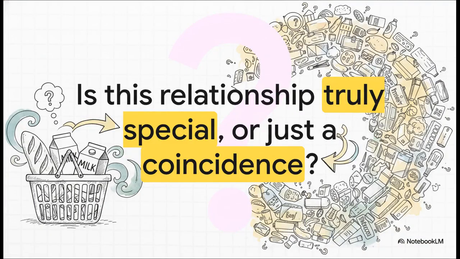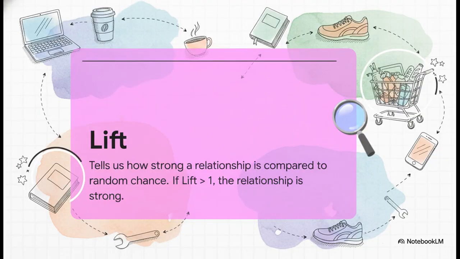But wait, there's one last and honestly super important check we have to make. Is this pattern genuinely special, or is it maybe just happening by random chance? For example, think about bread and milk. Do people buy them together because there's a real link, or just because, well, everyone buys bread and milk anyway? And that's where our final tool, Lift, saves the day. Lift is the ultimate test. It tells us how much more likely two items are to be bought together compared to just pure chance. A Lift score greater than 1, well, that's the smoking gun. That's the proof that our pattern is real and actually significant.